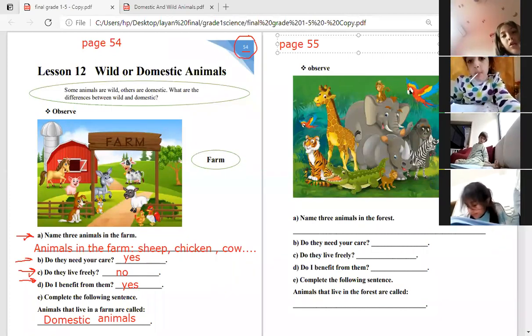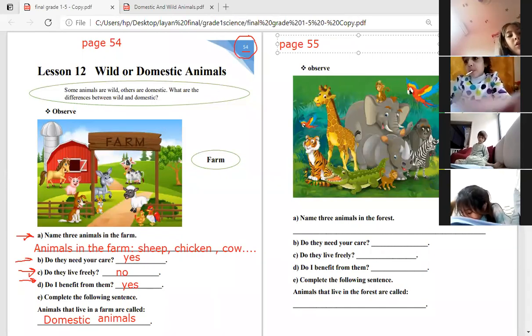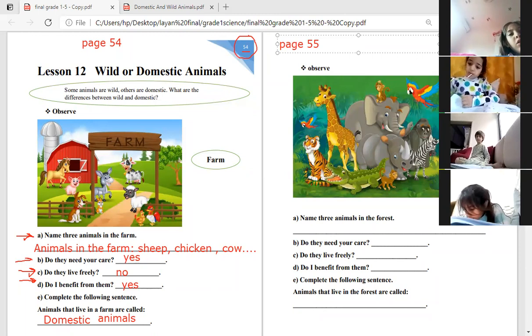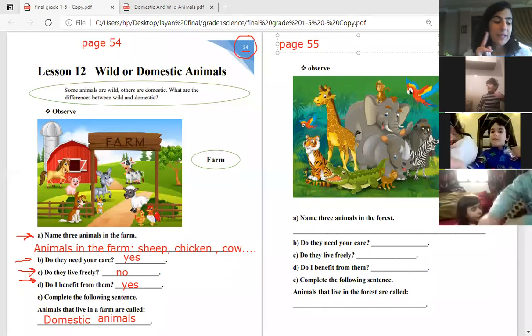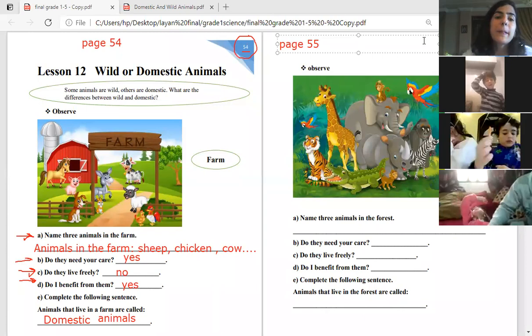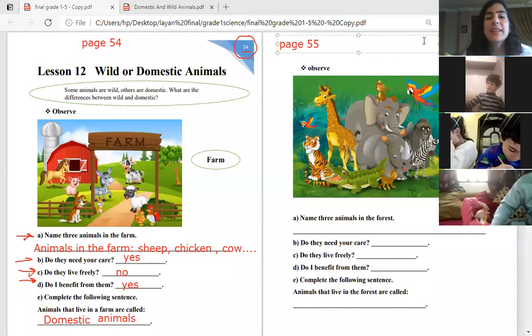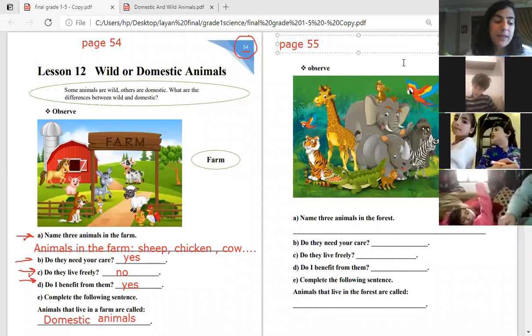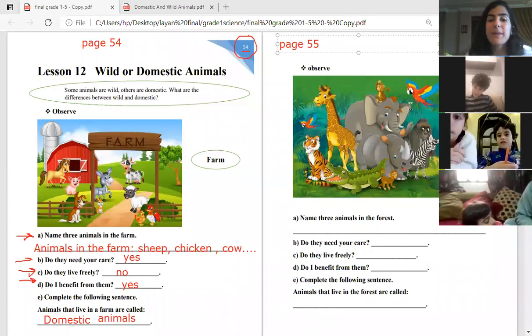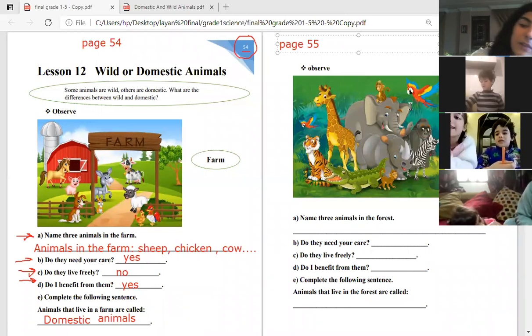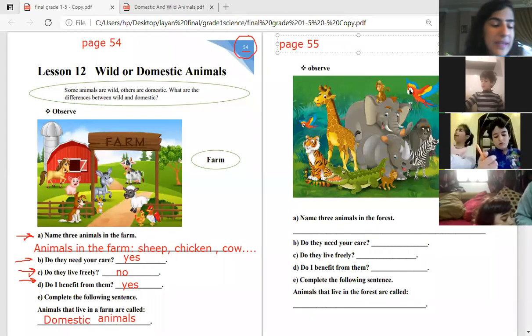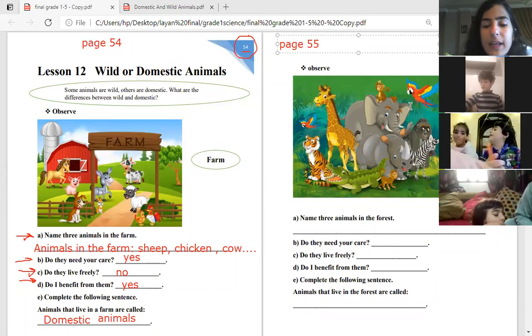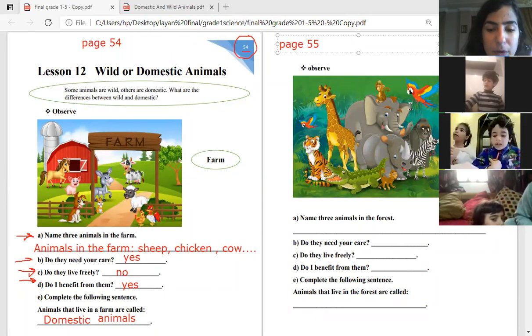One more minute, 2 more minutes, and we'll start with page 55. Start observing page 55, okay? So they need our help and they cannot live freely. They need our help, okay, everyone? Do I benefit from them? Yes, I benefit from them. As Ali said for us, cow gives us milk, chicken gives us eggs. We'll take them in details in the coming lesson. Take 2 minutes to copy them before we start with page 55.